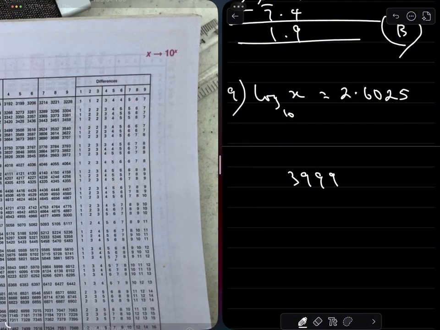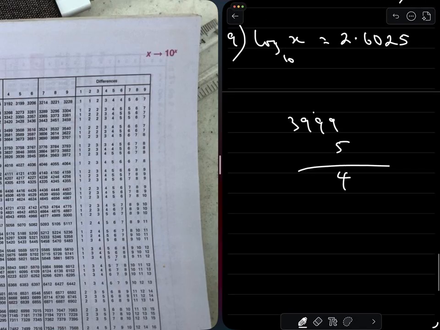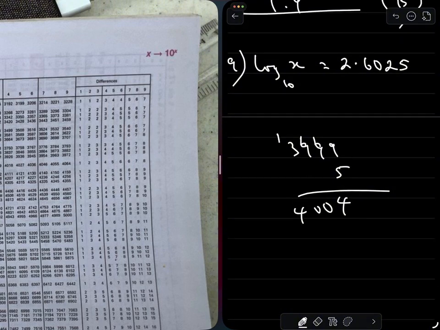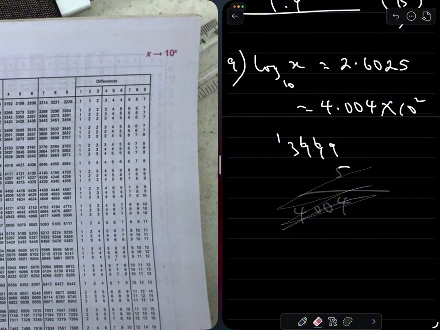So what will it become? Plus 5. Let's check that again. Difference 5. That's 5. So 9 plus 5 is 14. 4 carry 1. 10, 0 carry 1. 10, 0 carry 1. That's 4004. And how do we write that? 4.004 times 10 to the power 2. You know 10 to the power 2 is 100.